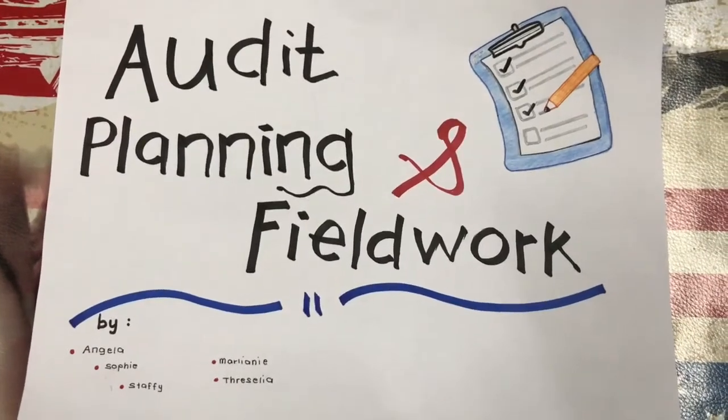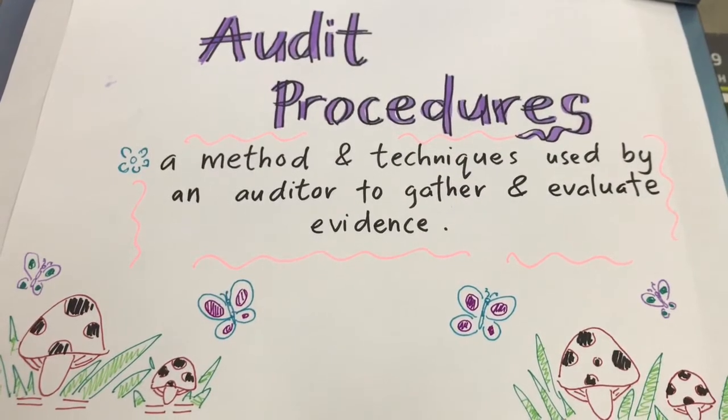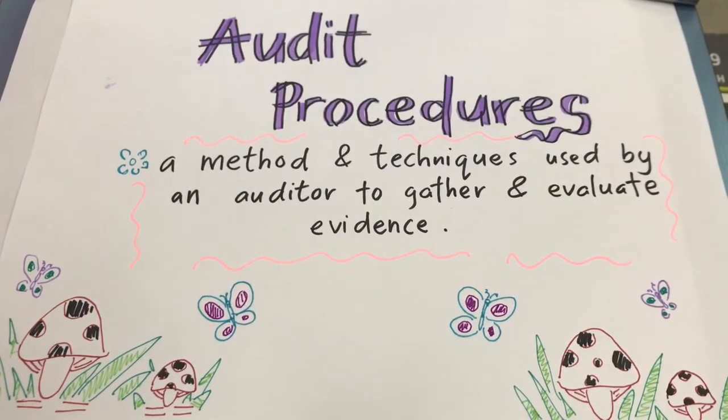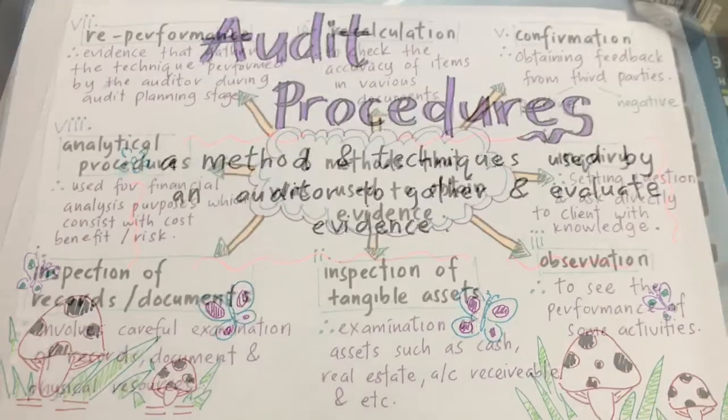Audit planning and fieldwork. Audit procedure is a method and technique used by an auditor to gather and evaluate evidence.